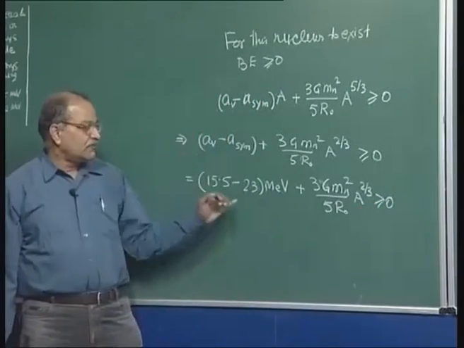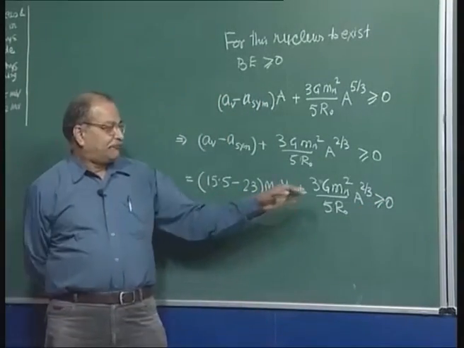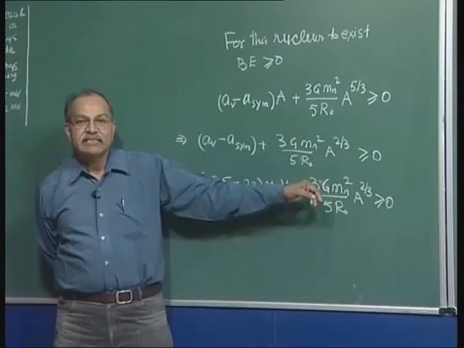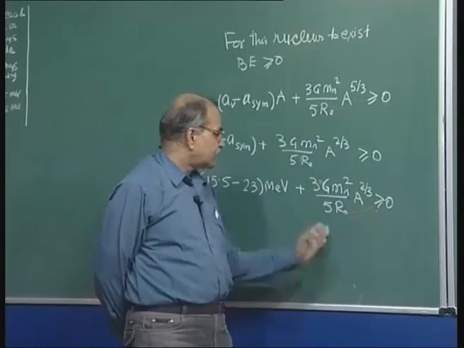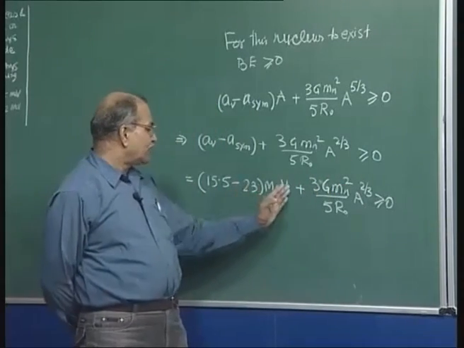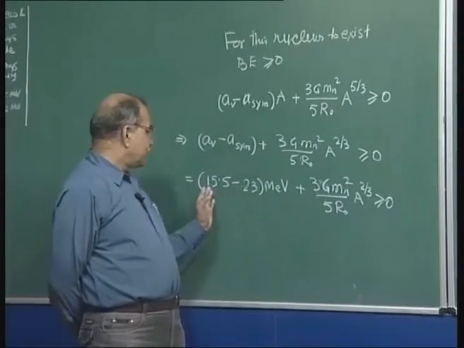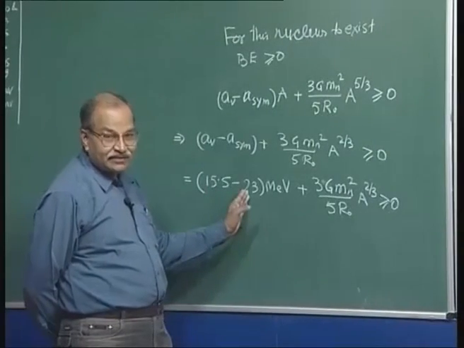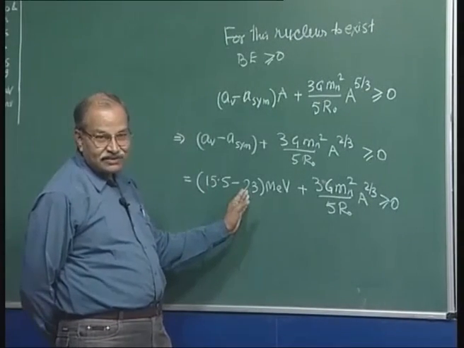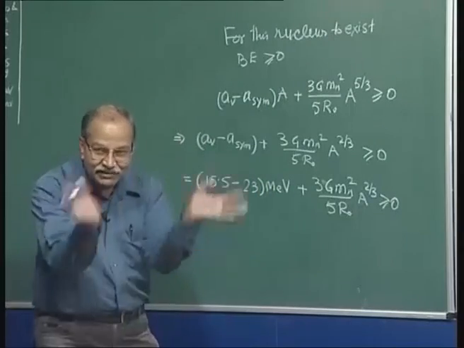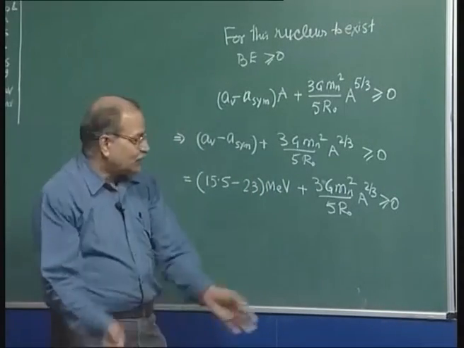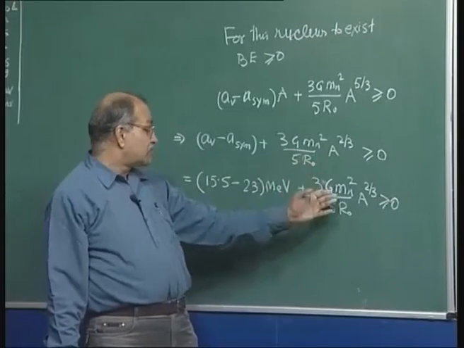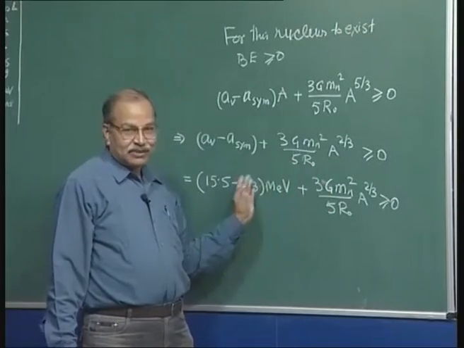Now, from here itself you can see, if you do not have this gravitational term coming here, this will not be greater than or equal to 0. It is 15.5 and minus 23, right, this is negative. So, without gravitation you will not have a nucleus of only neutrons, but once this positive gravitational term is there, it is possible.